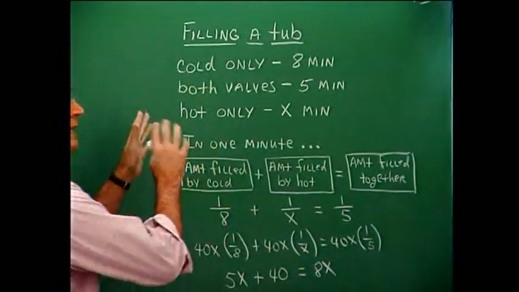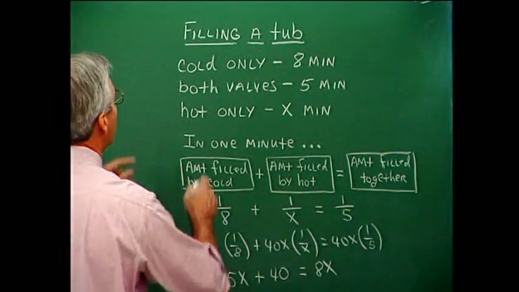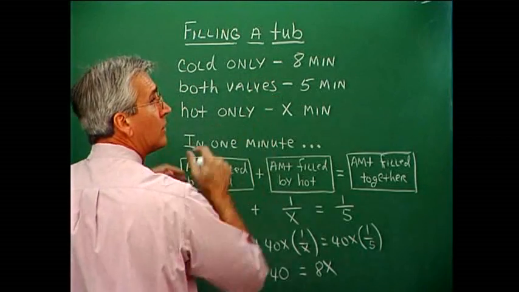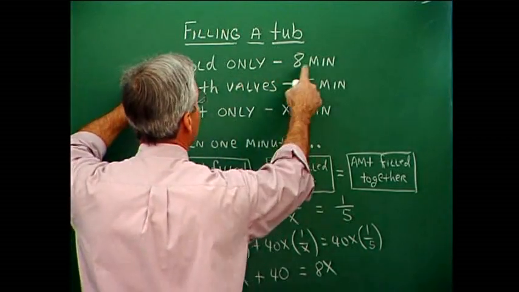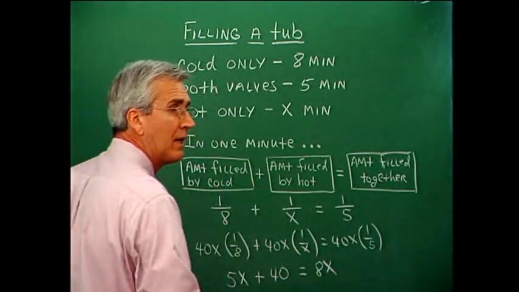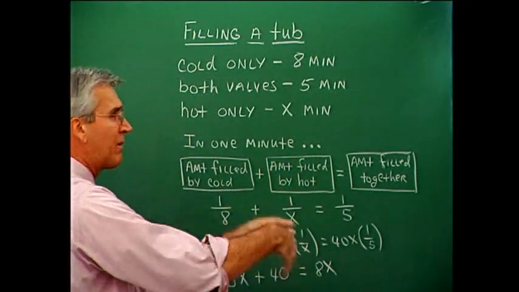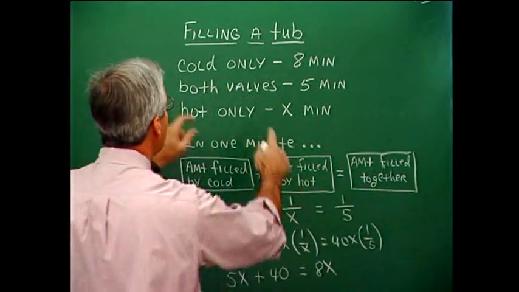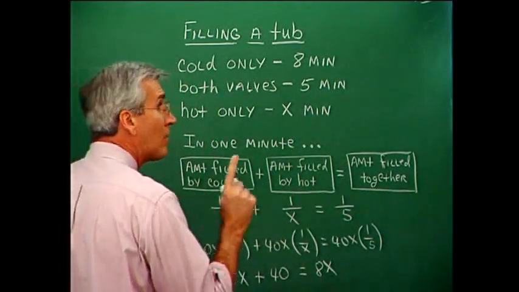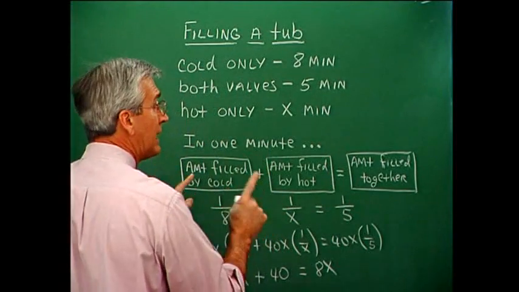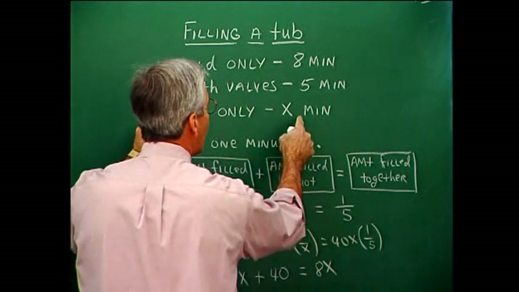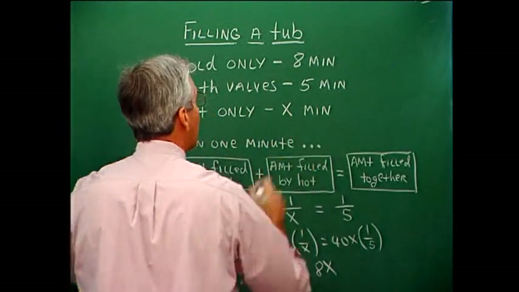Suppose we are filling a bathtub, and if we're using the cold valve only, we open up the cold water valve and the tub will fill in 8 minutes. Then we drain it, and then we experiment with both valves open. We open both the cold and the hot, and it fills in only 5 minutes. Now, with that information, we ought to be able to figure out how long it'll take if only the hot water valve is open. And we're going to say that that amount of time is X number of minutes.